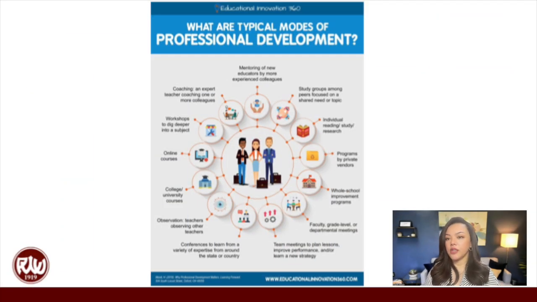The 5th important skill highlighted a while back was on professional learning, and I just want to add a little bit of that here, and that is this visual again on the typical modes of professional development.